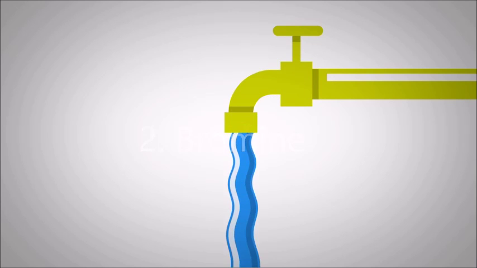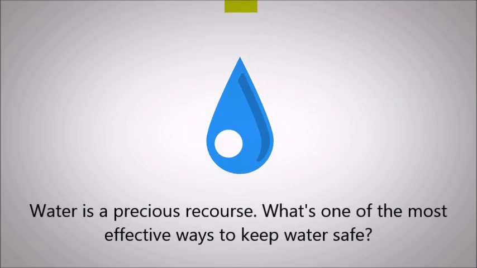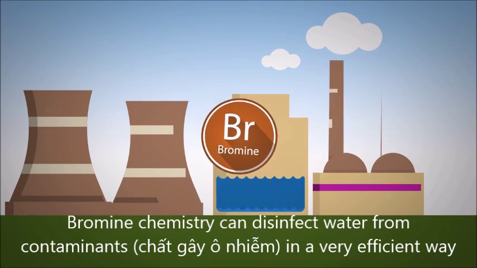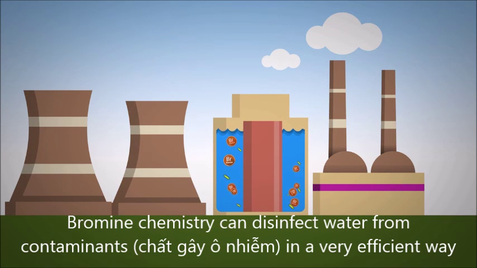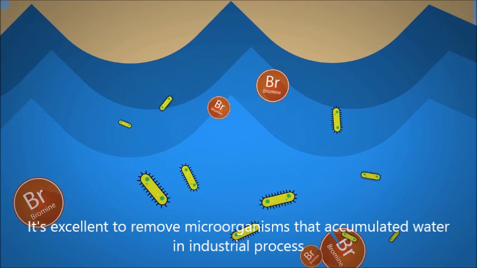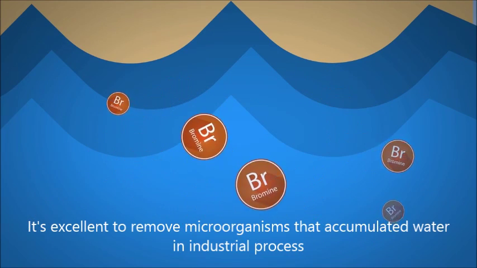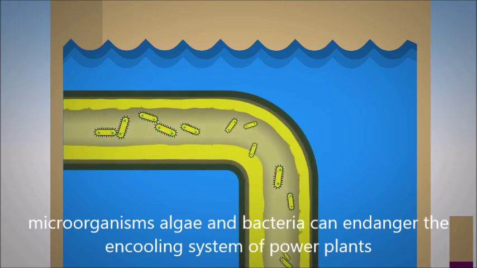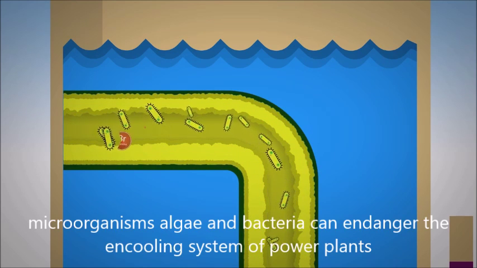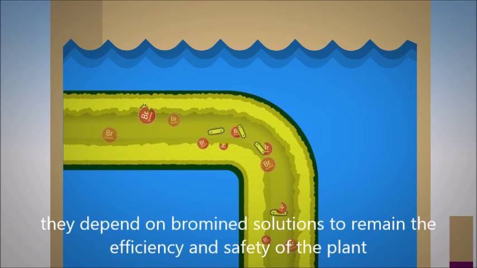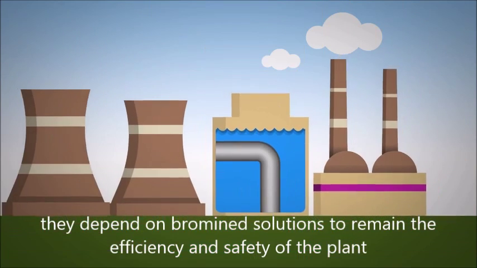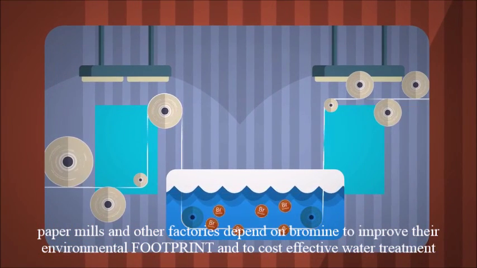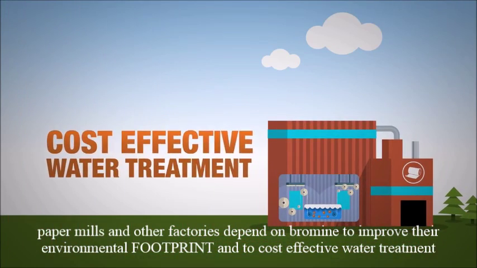Water is a precious resource. What's one of the most effective ways to keep water safe? Bromine-based chemistry. Bromine chemistry can disinfect water from harmful contaminants in a very efficient way. It's excellent at removing microorganisms that accumulate in water during industrial processes. Microorganisms, algae, and bacteria can endanger the cooling system of power plants. They depend on brominated solutions to maintain the efficiency and safety of the plant. Paper mills and other factories depend on bromides too to improve their environmental footprint and to cost-effectively treat their water.